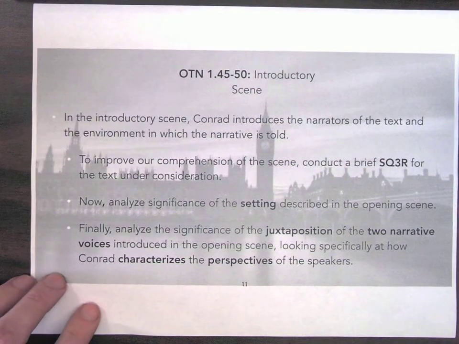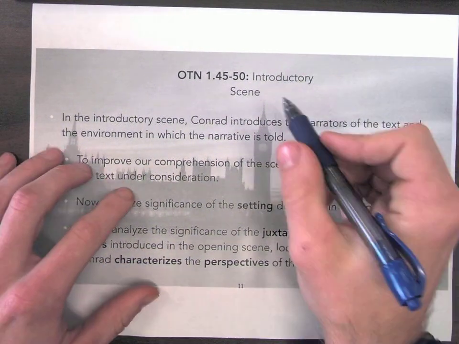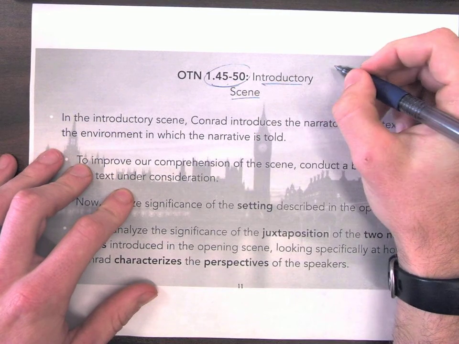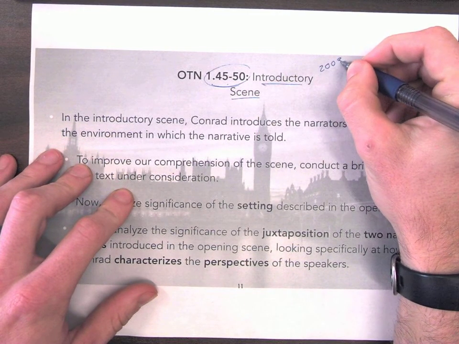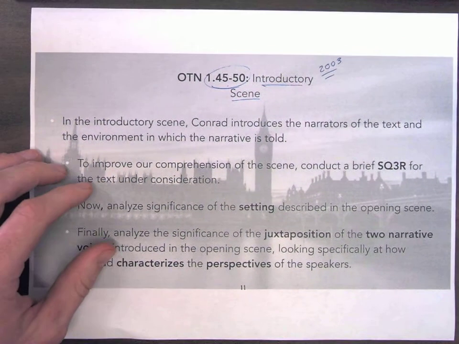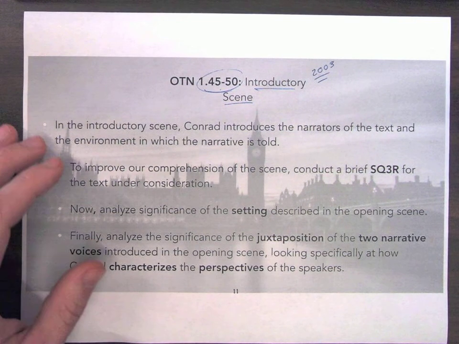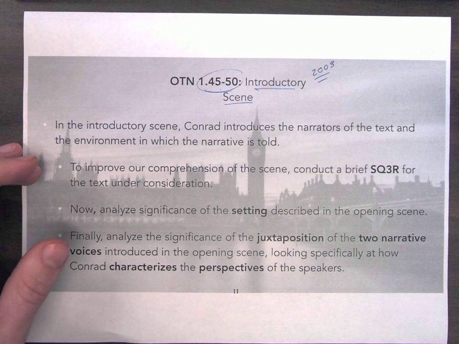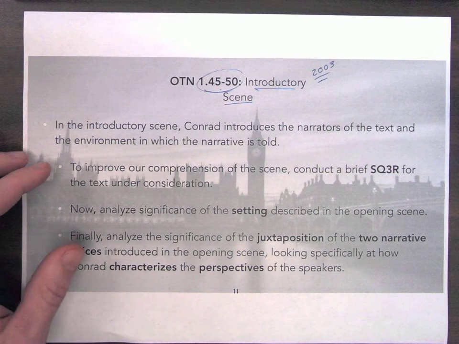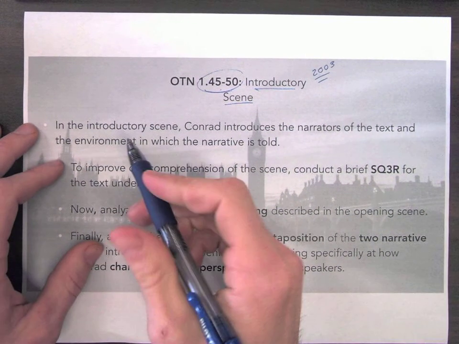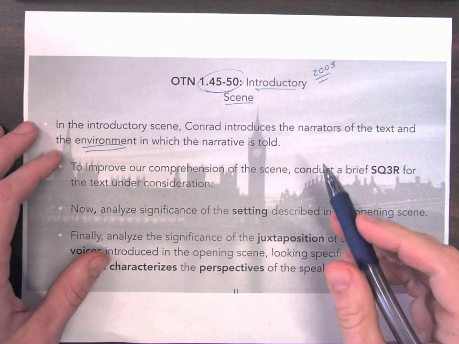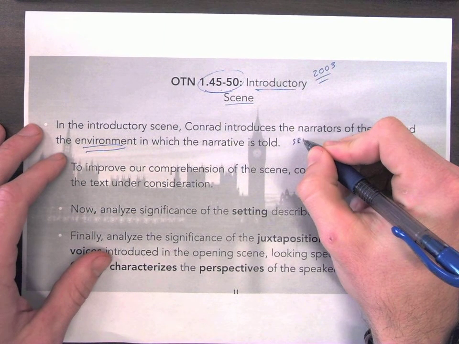All right, so our first OTN is going to analyze the introductory scene, pages 45 through 50, if you have the 2003 Barnes & Noble edition on hand. Very simply, in this introductory scene, Conrad introduces the narrators of the text, of which there are two primary speakers. We'll talk about that in a moment in our SQ3R. He also introduces the environment in which the story is told, the dominant setting of the story.